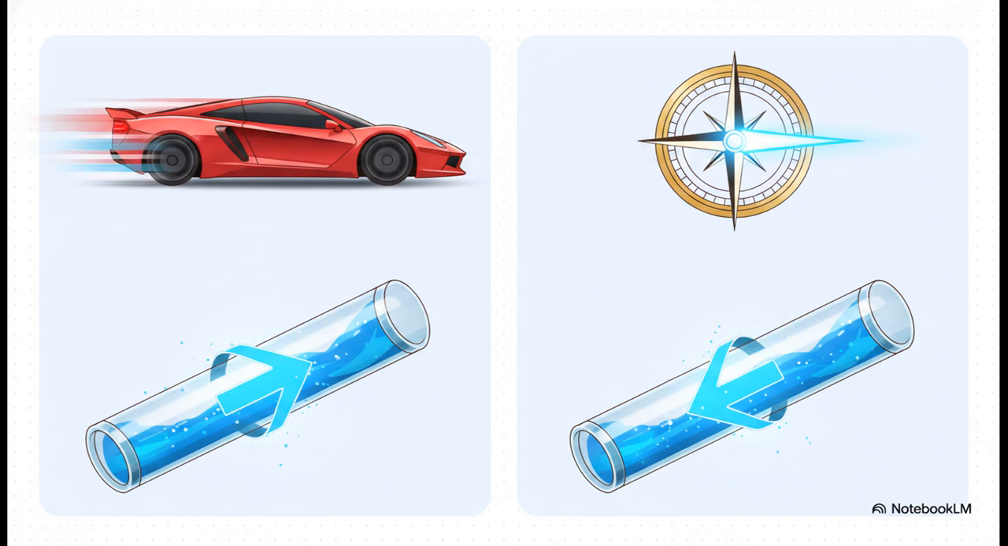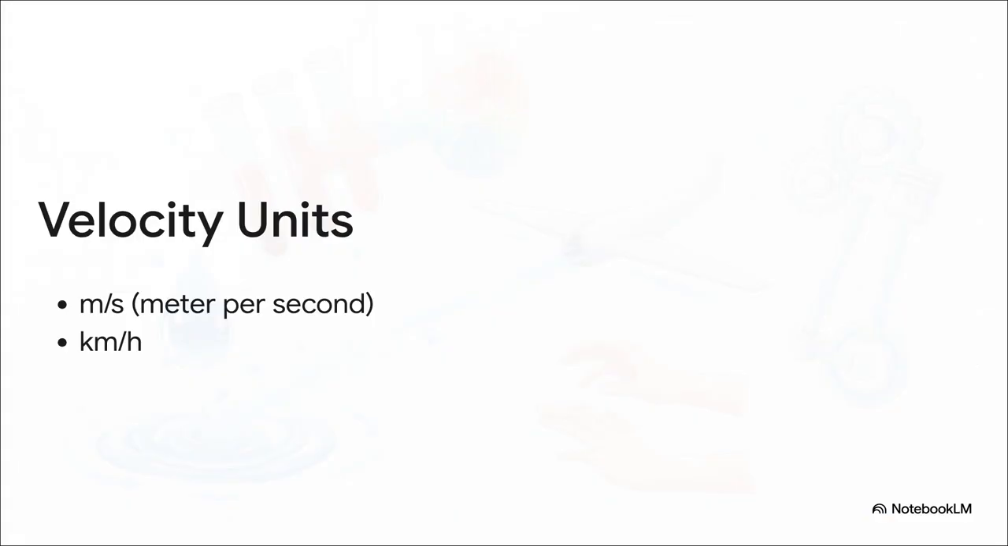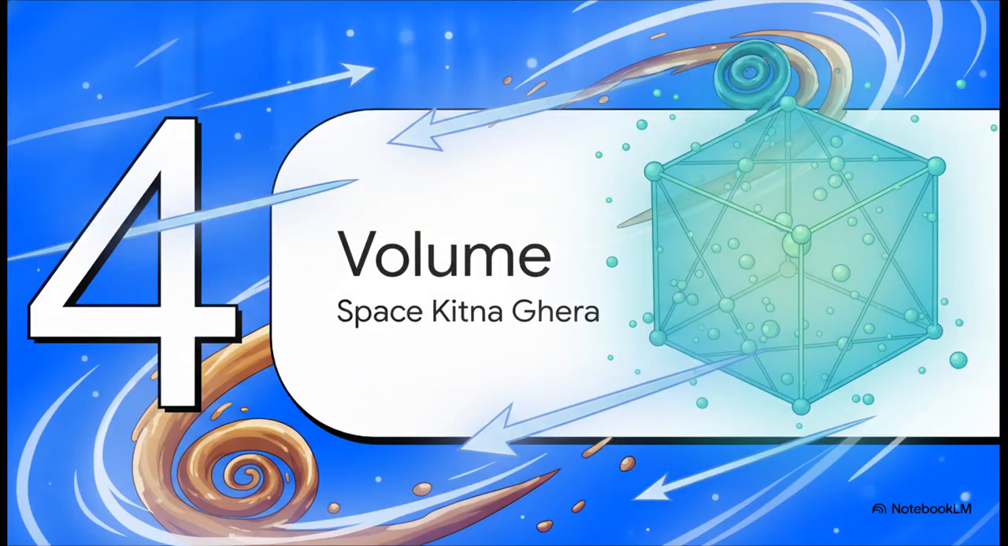which way it's flowing. Just to keep our foundation solid, here are the standard units we use to measure velocity out in the real world. You'll typically see m/s, which is meters per second, or km/h, which stands for kilometers per hour. Don't worry, we aren't going to get bogged down in heavy math today. Just keep in mind, whenever you see these units attached to a specific direction, you know for a fact you're looking at velocity. Okay, on to Section 4, volume, or as we can call it, space kitna ghera.